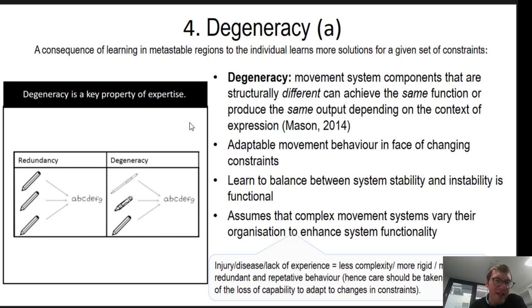And we want to increase a person's degeneracy because it allows them to be more flexible in the face of changing situations. The way in which we do that is we expose the system to metastable regions. Okay? And that's, again, up to the coach or therapist to manipulate constraints in order to support and facilitate this.